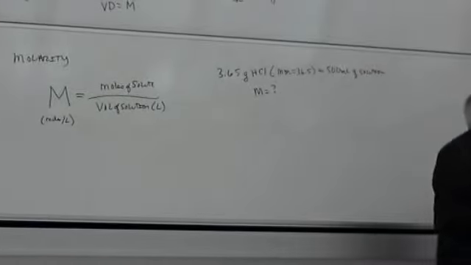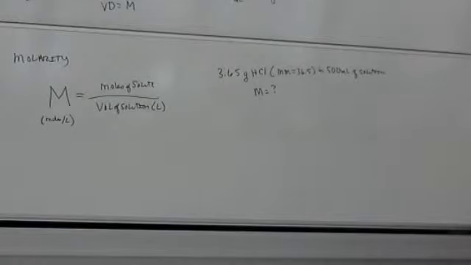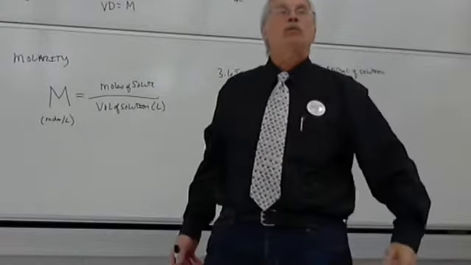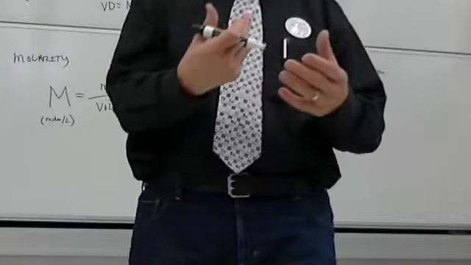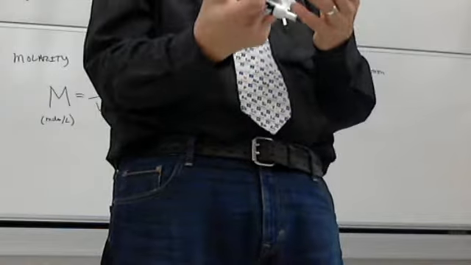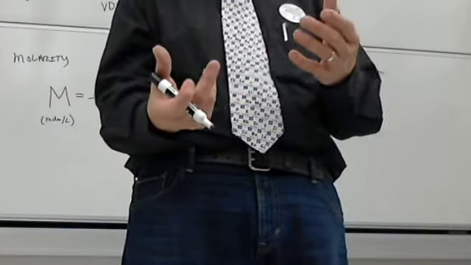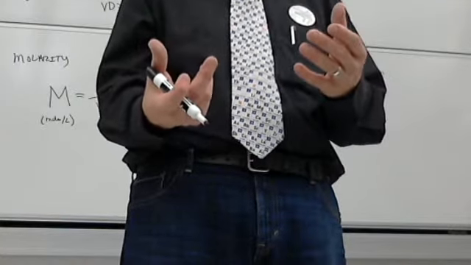So, suppose the problem says to us we have 3.65 grams of HCl in 500 milliliters of solution, and we want to know the molarity. Again, read the problem, and the first thing you should figure out when you read a problem is, what am I being asked for? Once you've identified what you're being asked for, then you should be able to identify what relationship exists for you to get that. In this case, we're being asked for molarity. Surprise, surprise, the equation should be the molarity equation.